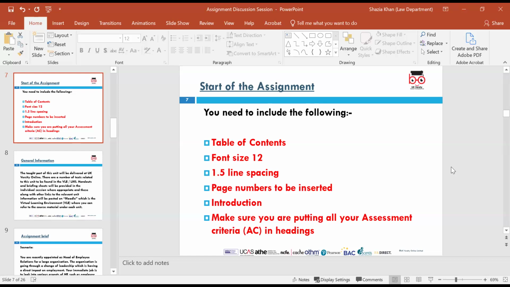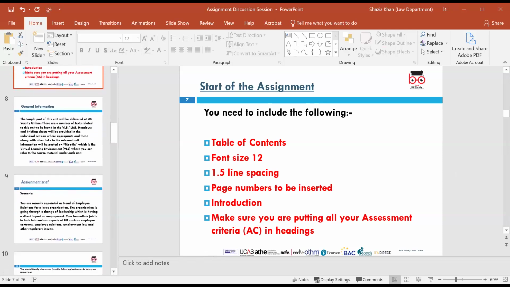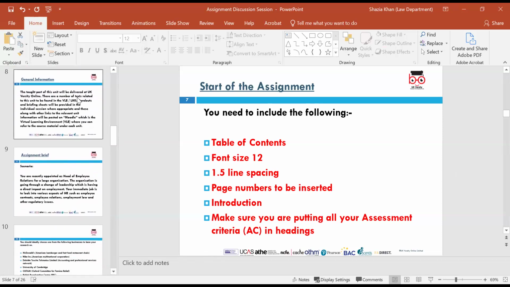A brief introduction at the start of the assignment, and make sure you've got all your assessment criteria in headings, and make sure you are not changing the wording of the assignment. What the wording says, what the task says, you must just copy and paste that into your Word and then write under that. Do not change the wording, please.